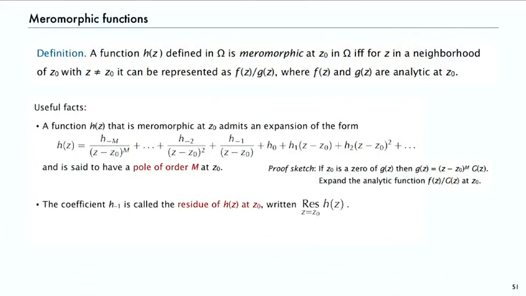Now, it turns out that the coefficient of 1 over z minus z0, which is h minus 1, turns out to be particularly important, and we'll see why in just a minute. That's called the residue of the function at the point, and we have a special notation for that: the residue at z equals z0 of h of z. So we can expand the function both ways from meromorphic, and we have the concept of a residue.